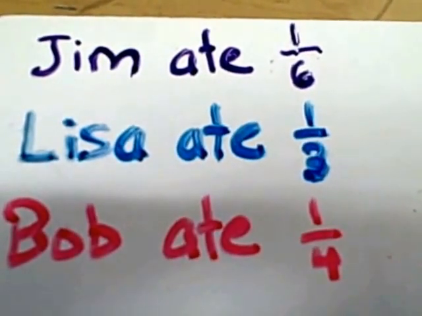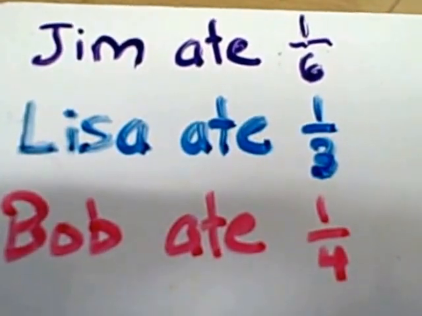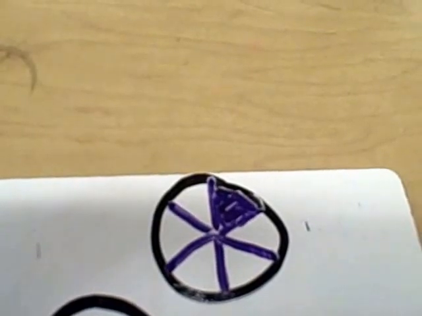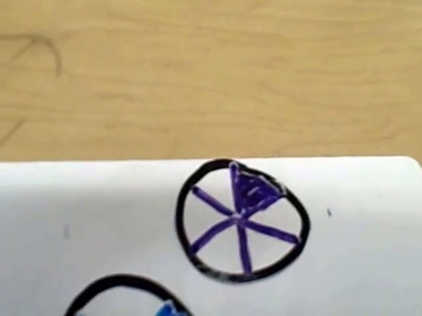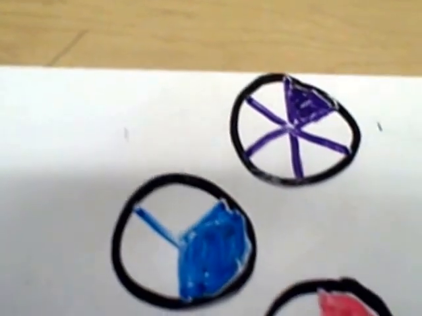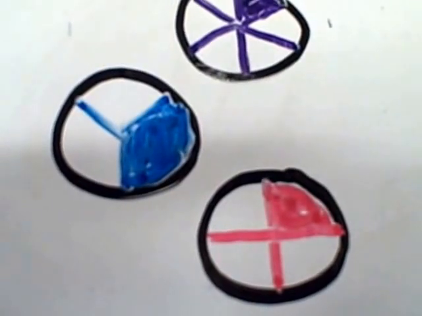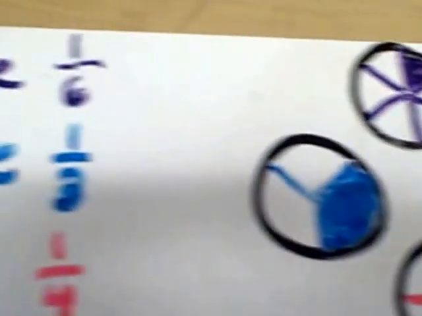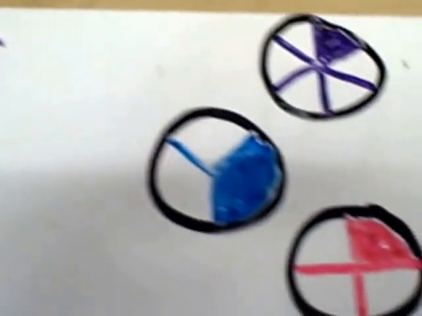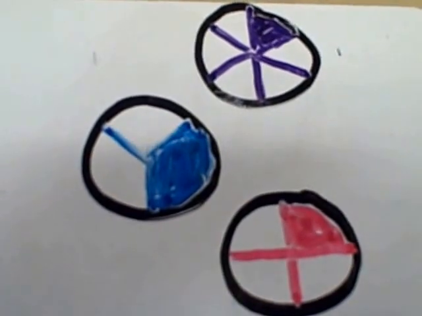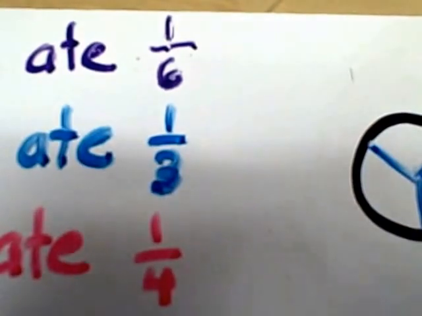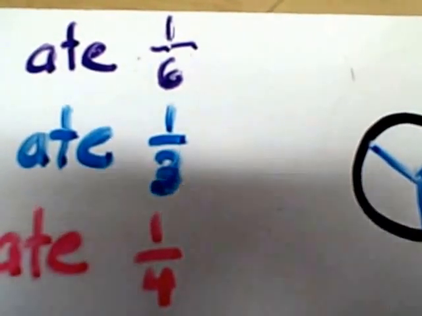Now let's look at these pieces of pizza and see how different sized they are. Here's Jim's pizza. He ate 1/6, and you can see that the 1/6 pieces are smaller than Lisa's 1/3 pieces and Bob's 1/4 pieces. So when you have three different fractions with different denominators, how do you find the common denominator? Well, let's look at the denominators, 6, 3, and 4. What multiple do they all share?